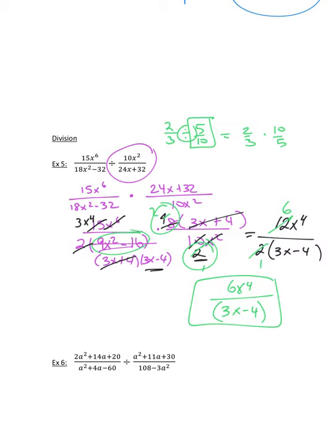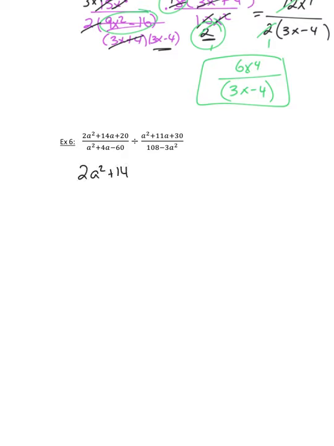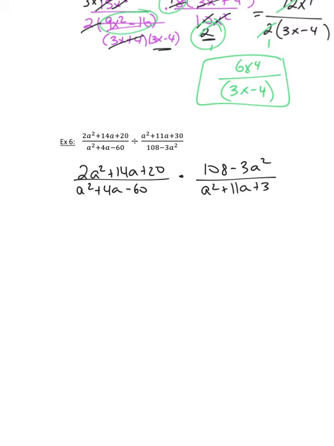All right, and we're going to do one more. Example 6. It's division again, so I'm going to switch this to multiplying by the reciprocal. So it'll be 2a squared plus 14a plus 20 over a squared plus 4a minus 60 times, and I'm taking the reciprocal, 108 minus 3a squared over a squared plus 11a plus 30.